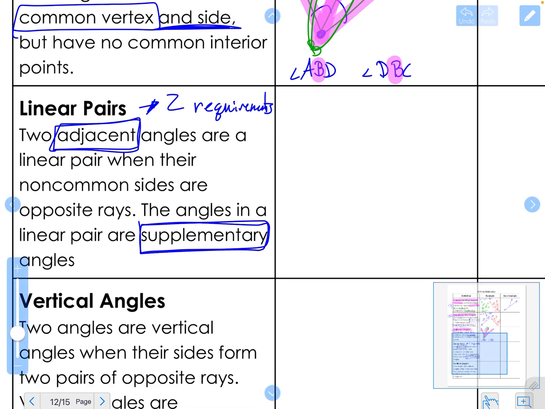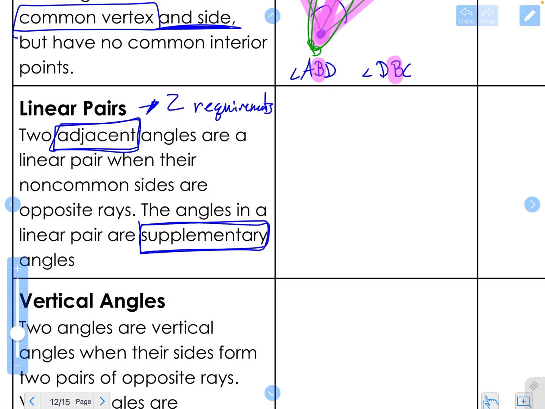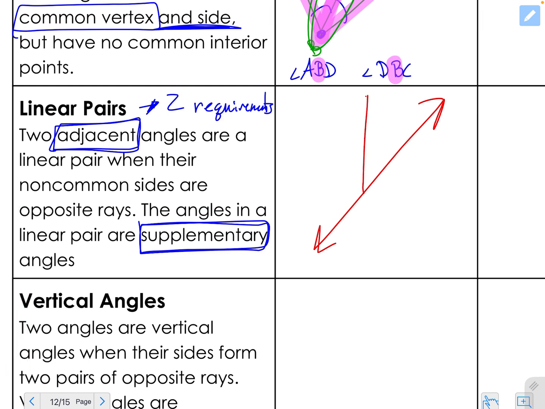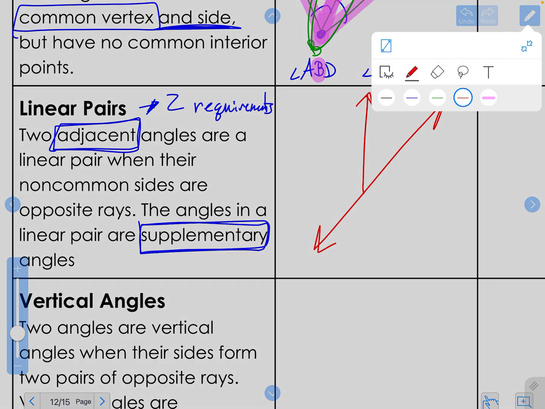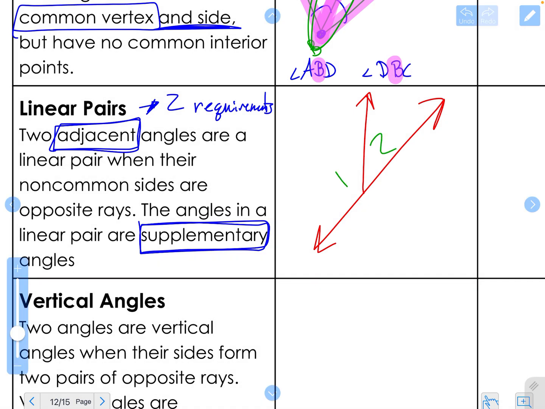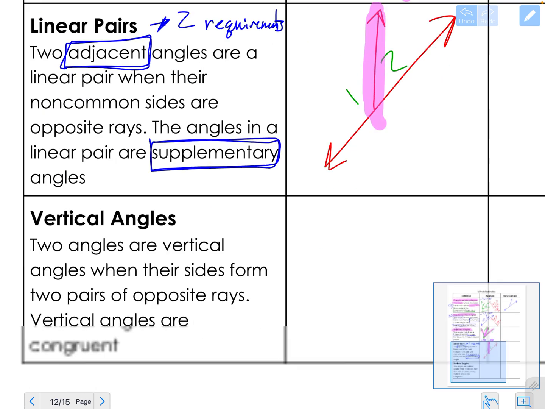For them to be linear pairs, we have to have a straight angle, because the only way they can be adjacent and supplementary is if they are on a straight angle, which we know equals 180 degrees. So angle 1 and angle 2 would be a linear pair because they are supplementary and they have this common side and are next to each other. Again, come up with a non-example. Your non-example either has to be not adjacent or not supplementary.